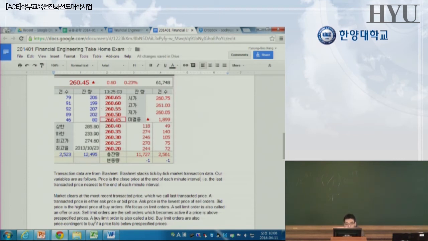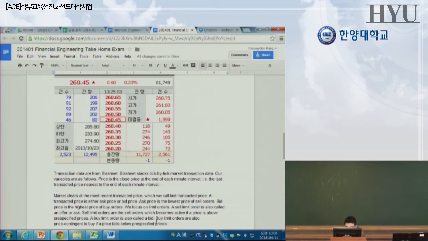And then a buy limit order is also called a bid. Buy limit orders are also price contingent, to buy if the price falls below a specified price. So we have a buy limit order of 118 at 260.40, and a buy limit order of 270 at the price of 260.25.